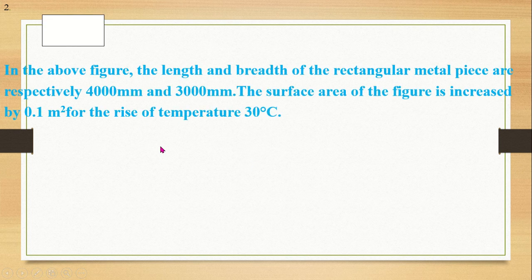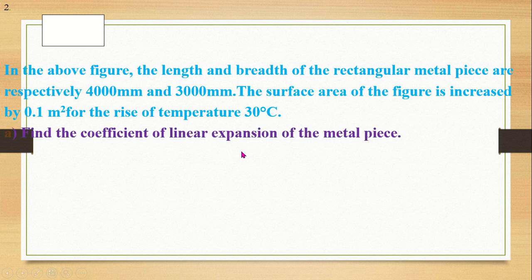Now question number 2. In question 2 there is a figure. In the above figure, the length and breadth of the rectangular metal piece are respectively 4000 millimeter and 3000 millimeter. The surface area of the figure is increased by 0.1 meter square for the rise of temperature 30 degrees Celsius. A: find the coefficient of linear expansion of the metal piece.